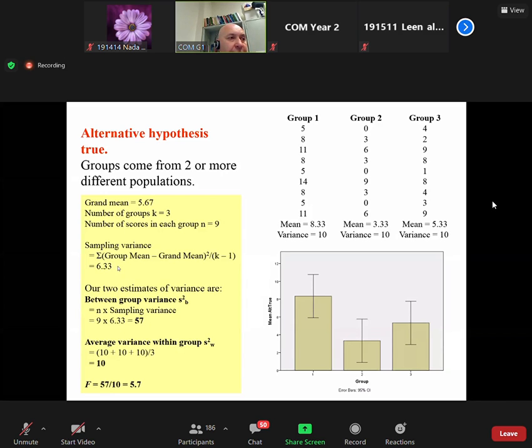In the previous slide, where the null hypothesis was true, these squared differences added up to 2, divided by 2 gave us a 1. And when we multiplied by 9, we only got 9 here. So the ratio was 9/10.